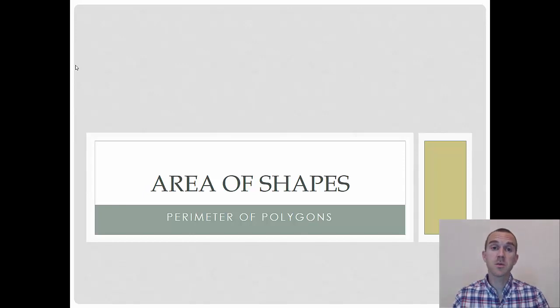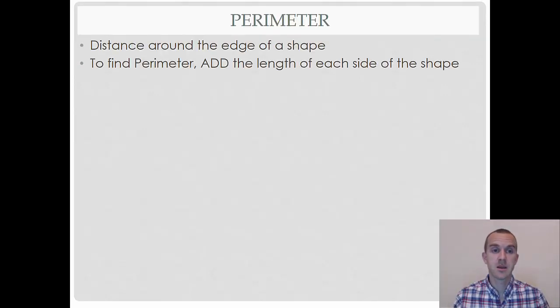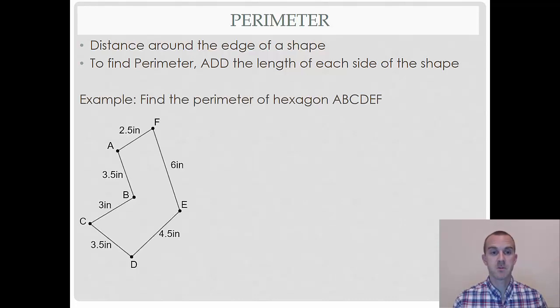In this video, we'll explore the perimeter of polygons. Now, the perimeter is the distance around the edge of a shape. And if we want to find that perimeter, what we have to do is add up the lengths of the sides of the shape. And the units will just match the units of whatever the measurements were done.